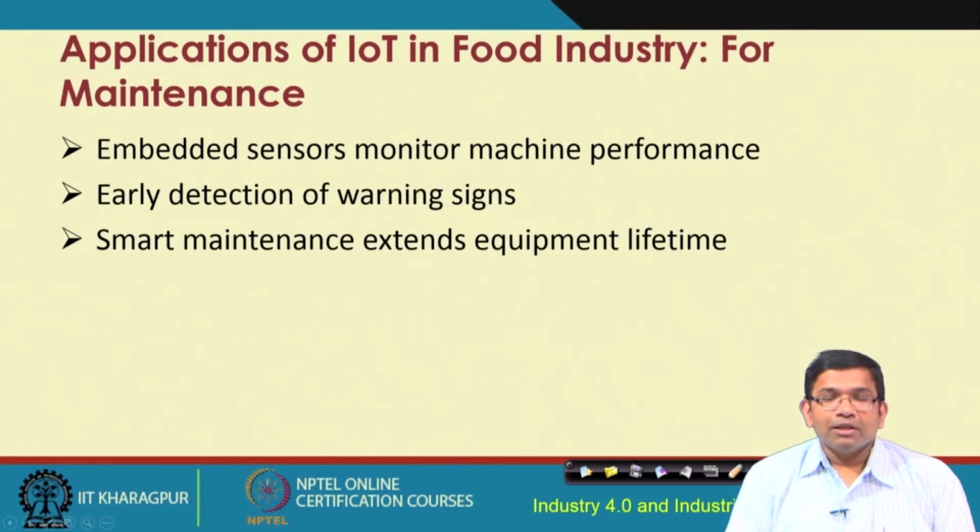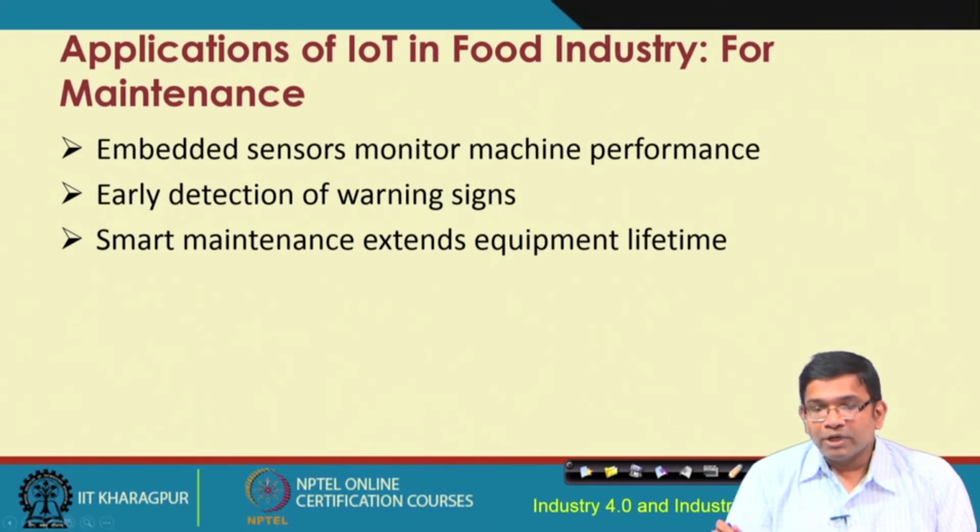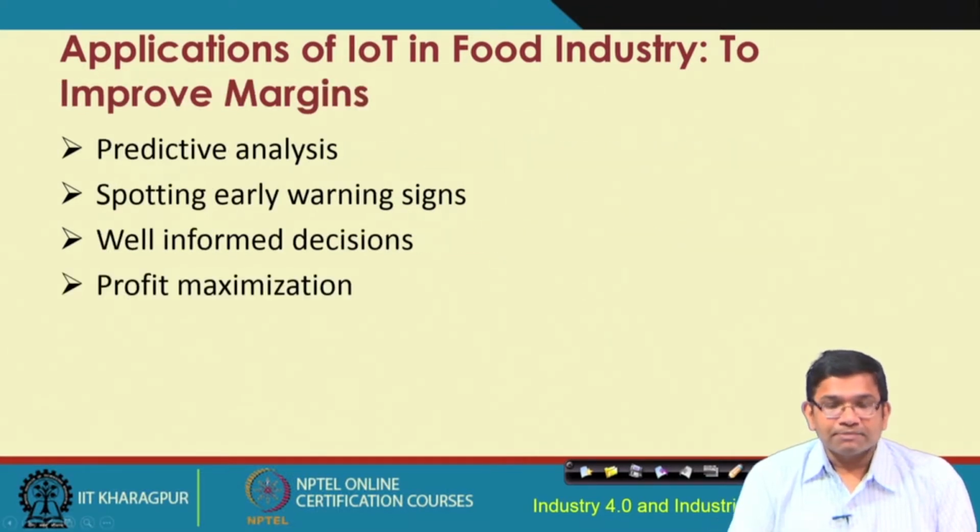In the food industry, IoT implementations can be done for maintenance, embedding sensors into different machines such as farm machinery, tractors, etcetera, to monitor their condition and their performance, and to detect whether any machine is going to go down in the future. Early detection of warning signs, smart maintenance, and extending the lifetime of these equipments are all possible with respect to maintenance in the food industry through IoT implementations.